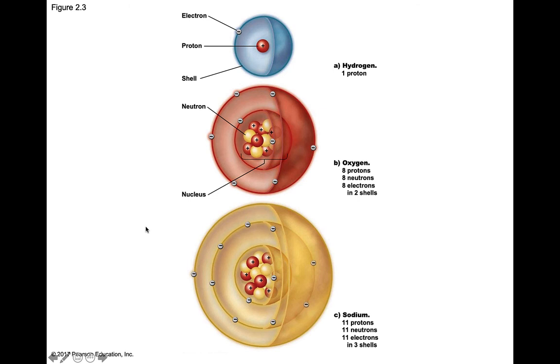Now, sodium, 11 protons and 11 neutrons make up the nucleus. And there are going to be 11 electrons hovering around the nucleus in 3 shells. So keep in mind, when we talk about the atomic number, that's the number of protons. Atomic mass is going to be the number of protons and neutrons. And when we talk about electrons, they typically have no weight. But also remember, in a neutral atom, the number of protons and electrons are always equal.